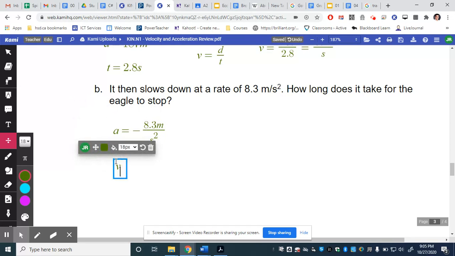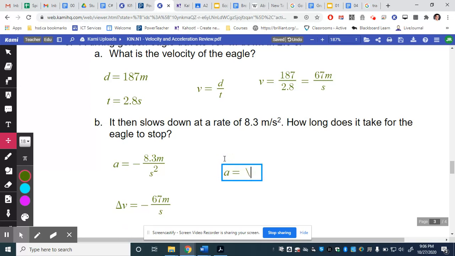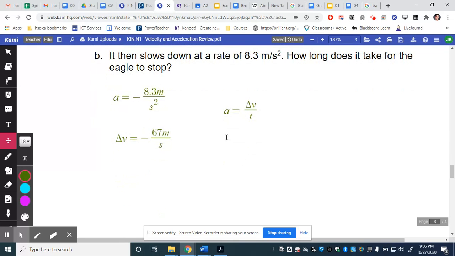So we know V1 was 67, V2 was 0, so our change in V is going to be negative 67. We want it to slow down 67 meters per second, and we want the time, right? And so we know our formula is A equals delta V over T, but we want T, and so we swap T and A, so we get T equals delta V over A. That's what our formula is going to be that we're going to use.